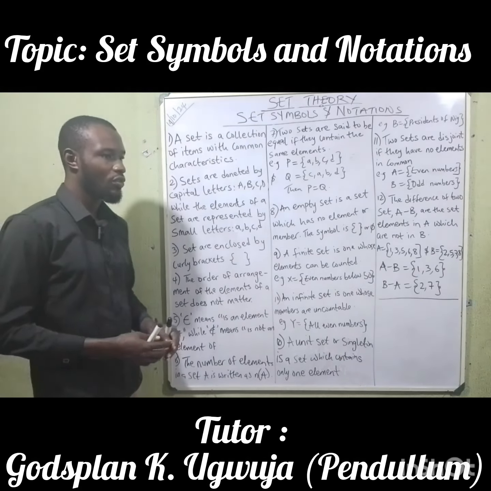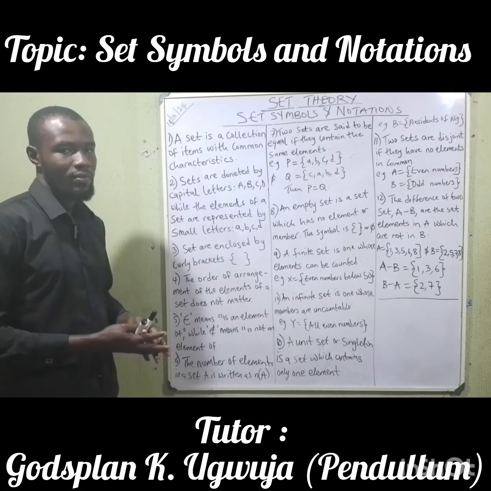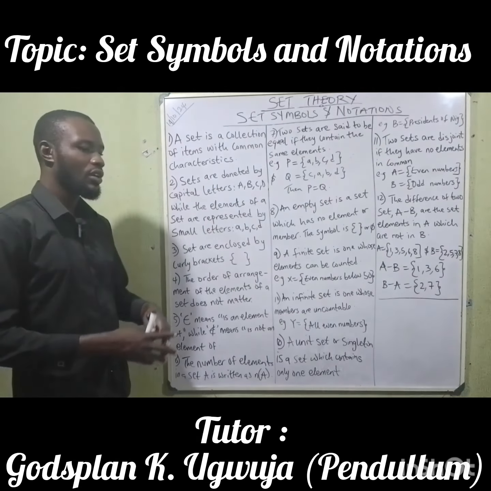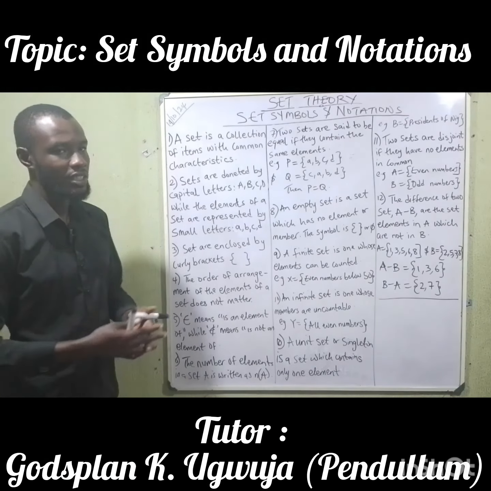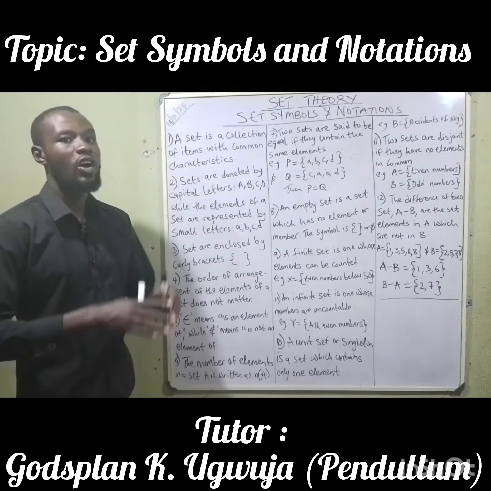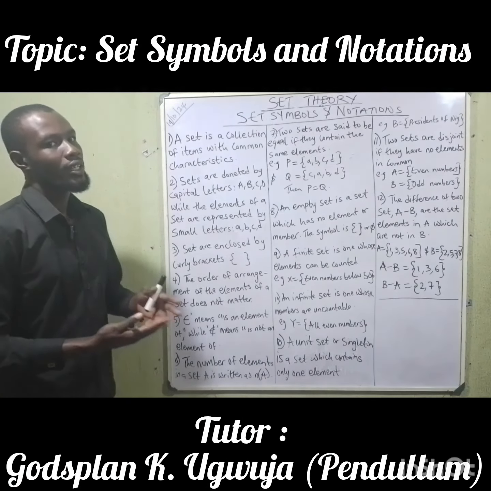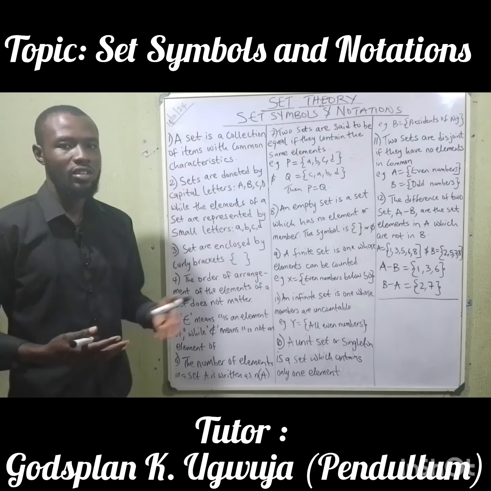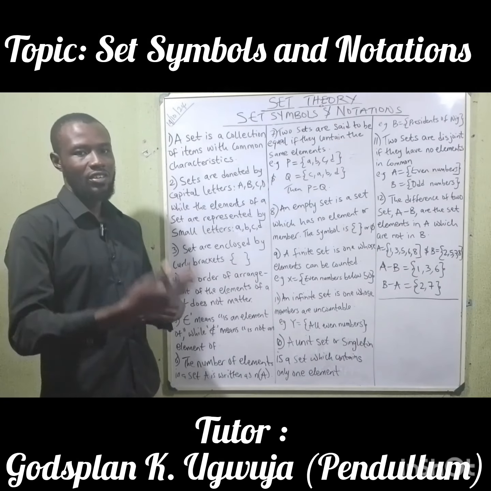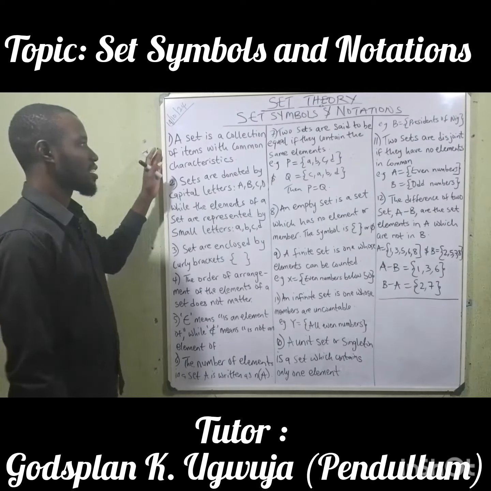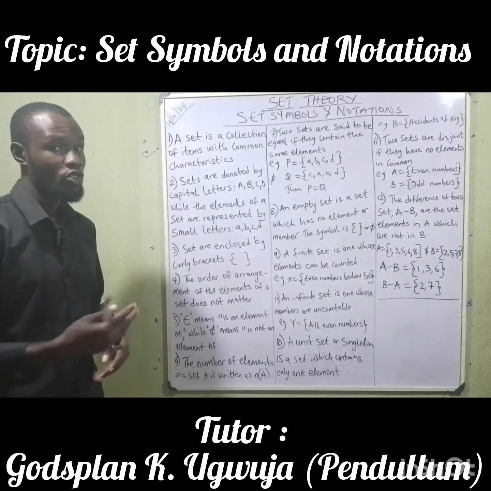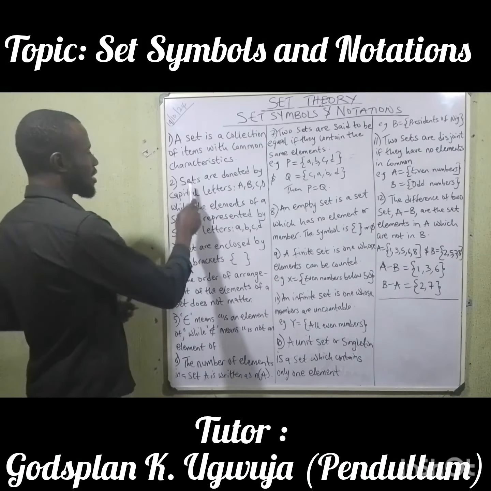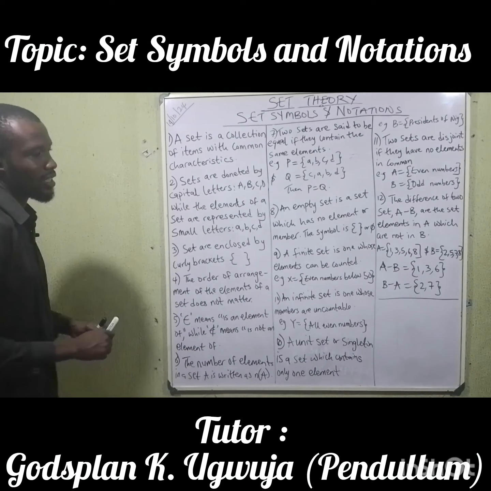I can have a set of students, a set of, let's say, Muslims, a set of Nigerians. That's a group or a collection of people that have a common characteristic, which in this case is that they are Nigerians. So that's a set, just a group, and they usually have something in common. Then sets are denoted by capital letters.